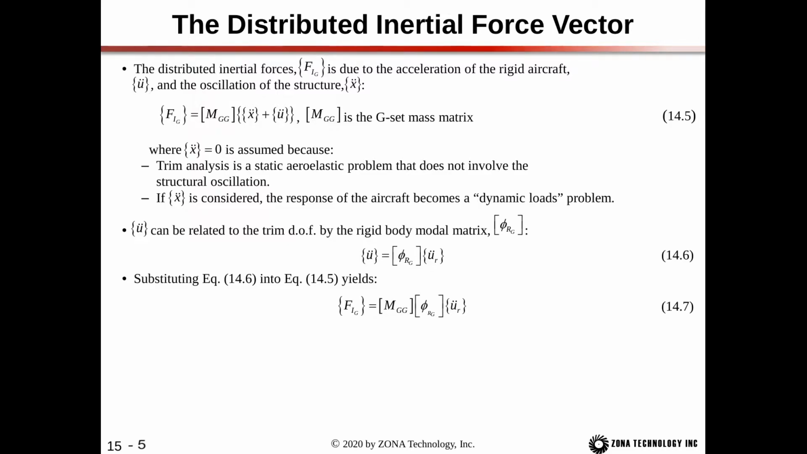Now, since this is the trim module, x double dot is equal to 0, because the trim analysis is a static aeroelastic problem that does not involve the structural oscillation. And of course, if x double dot is considered, then that is a dynamic loads problem. U double dot can be related to the trim degrees of freedom by the rigid body modal matrix phi rg. So U double dot is equal to phi rg times ur double dot. Now substituting equation 14.6 into 14.5 yields the final inertial force vector Fig equals Mgg times phi rg times u double dot r.